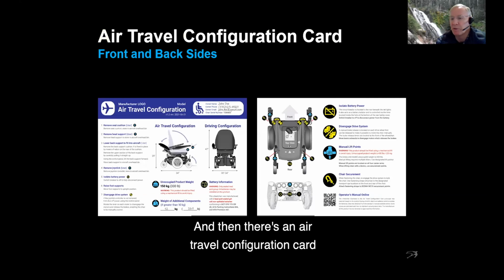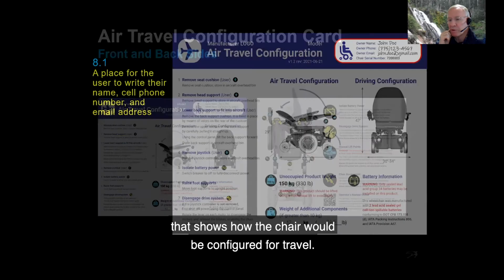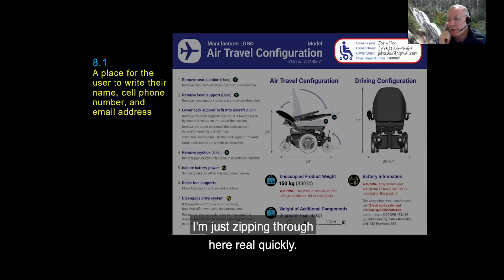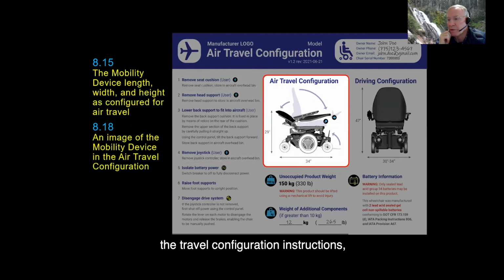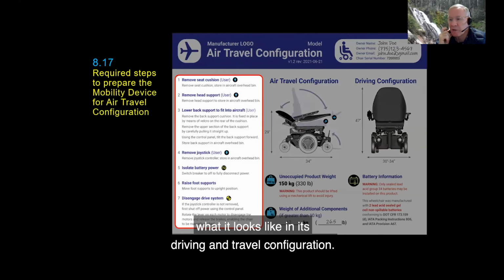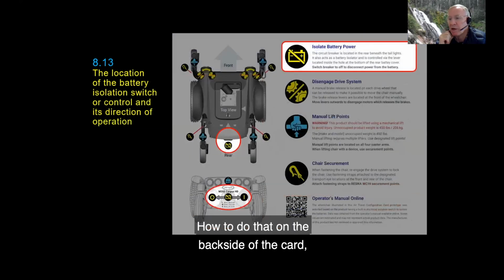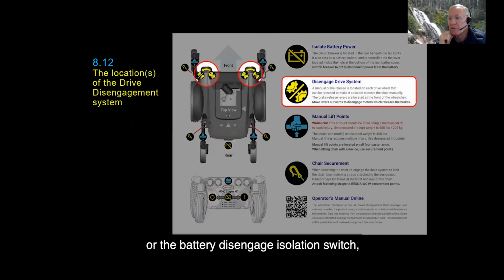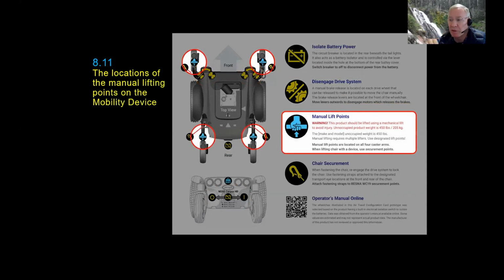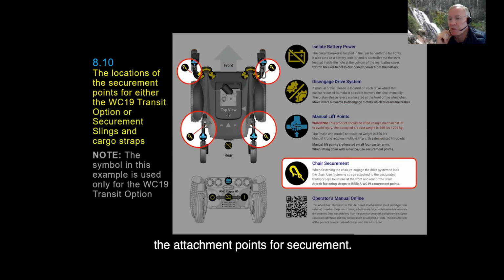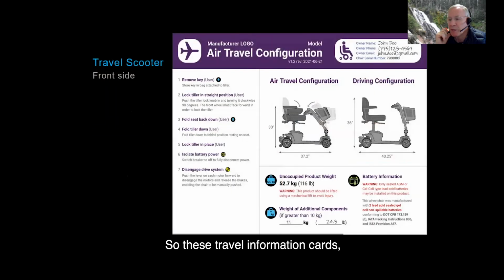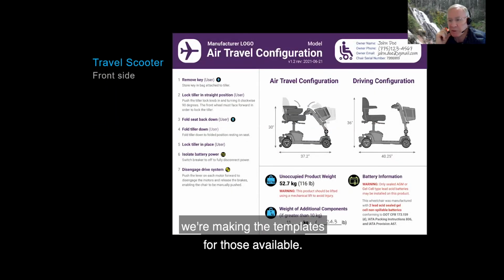And then there's an air travel configuration card that shows how the chair would be configured for travel. And just zipping through here real quickly, the passenger's name, their weight, the travel configuration instructions, what it looks like in its driving and travel configuration, how to do that. On the back side of the card are the battery disengage isolation switch, the disengagement levers, the lifting points, the attachment points for securement. So these travel information cards, we're making the templates for those available.